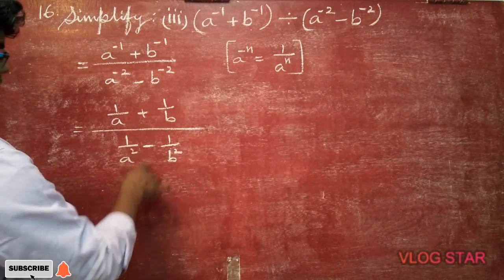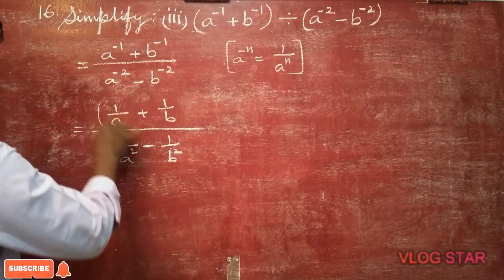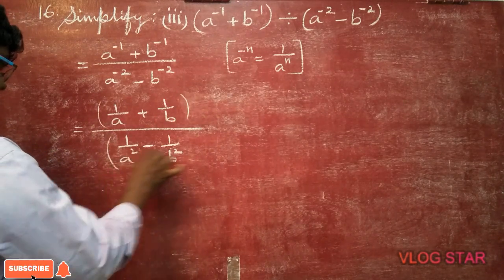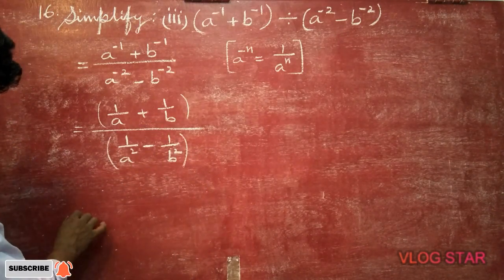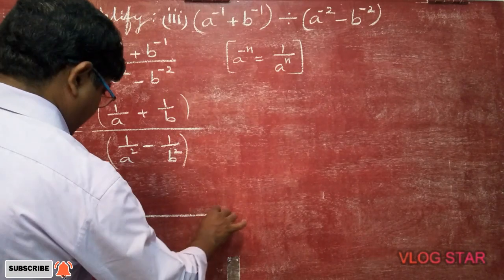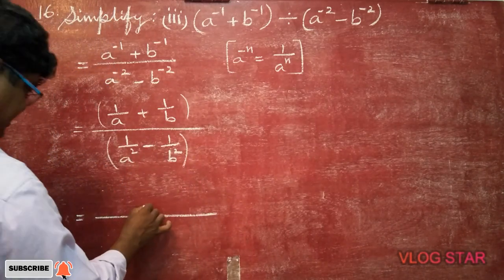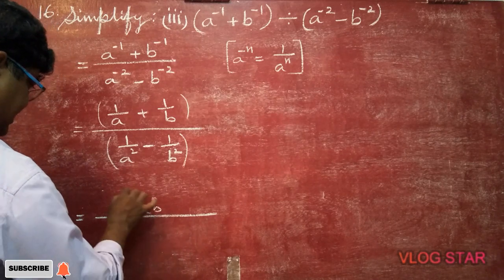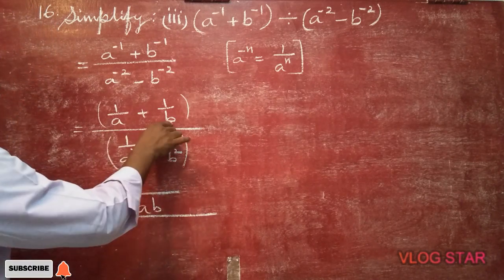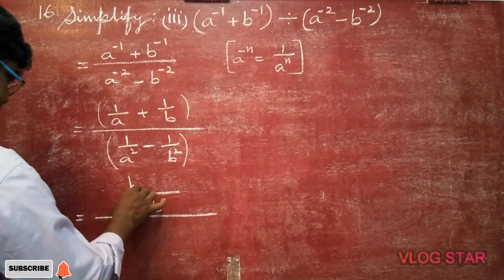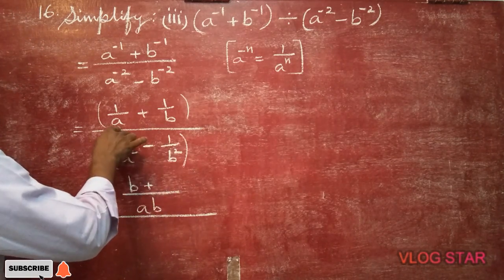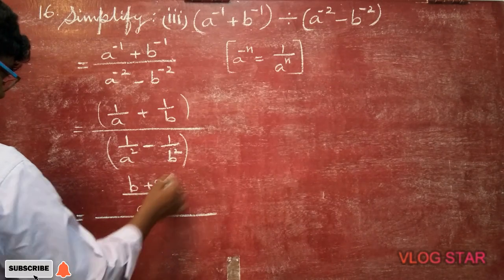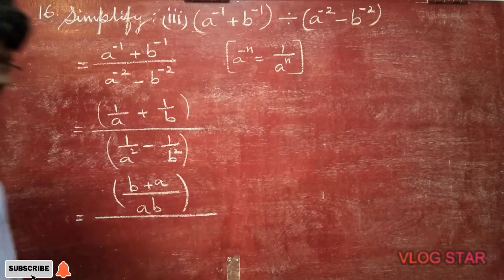Addition of a fraction or subtraction of a fraction. This is numerator and this is denominator. How to add fraction? By the method of LCM. So I am taking LCM. What is the LCM? AB is the LCM. A goes B times, B ones are B, plus B goes A times, A ones are A. So numerator completed.